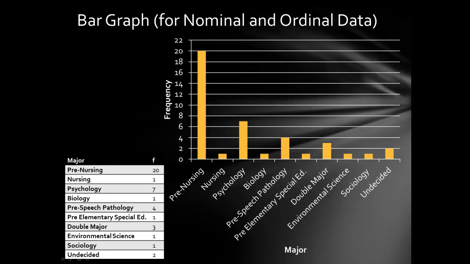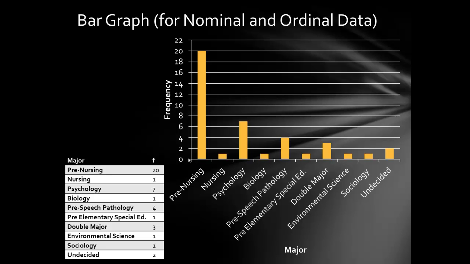Now, what you want to do next is plot the data for each x value by locating each x value on the x-axis and then drawing a bar from that x value to the height of the appropriate frequency. So if you look here, you'll see, okay, pre-nursing students, there's 20 of them. Here's pre-nursing, and I draw a bar that goes up to 20 here. Nursing students, there's only 1. Nursing, a bar that goes up to 1 on this frequency axis.